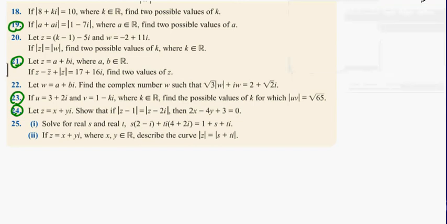Okay, so next one is: if the modulus of a plus ai equals the modulus of 7 minus 7i, find a, an element of R. A is just a real number. Find two possible values of a.